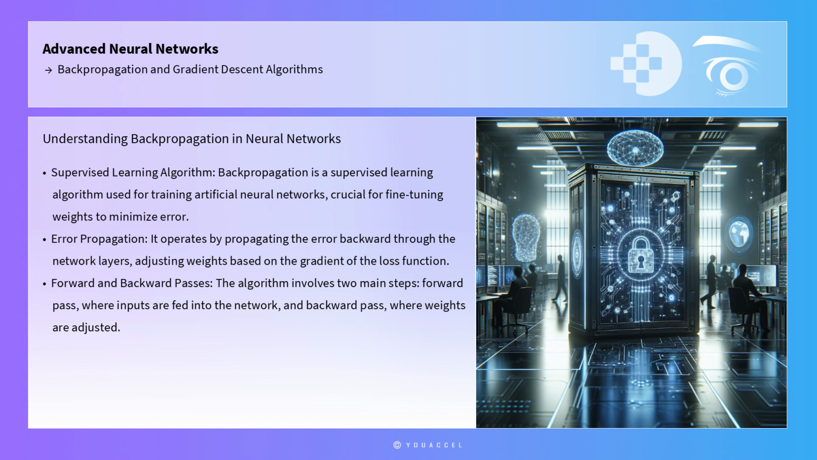During the forward pass, inputs are fed into the neural network and predictions are made. The difference between the predicted and actual values is calculated using a loss function, commonly the mean squared error or cross-entropy loss.